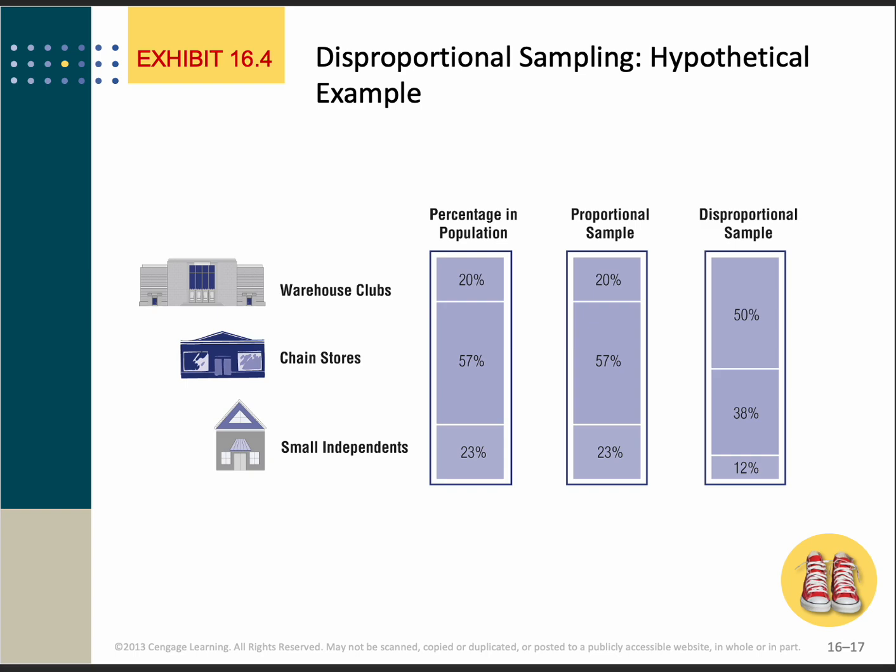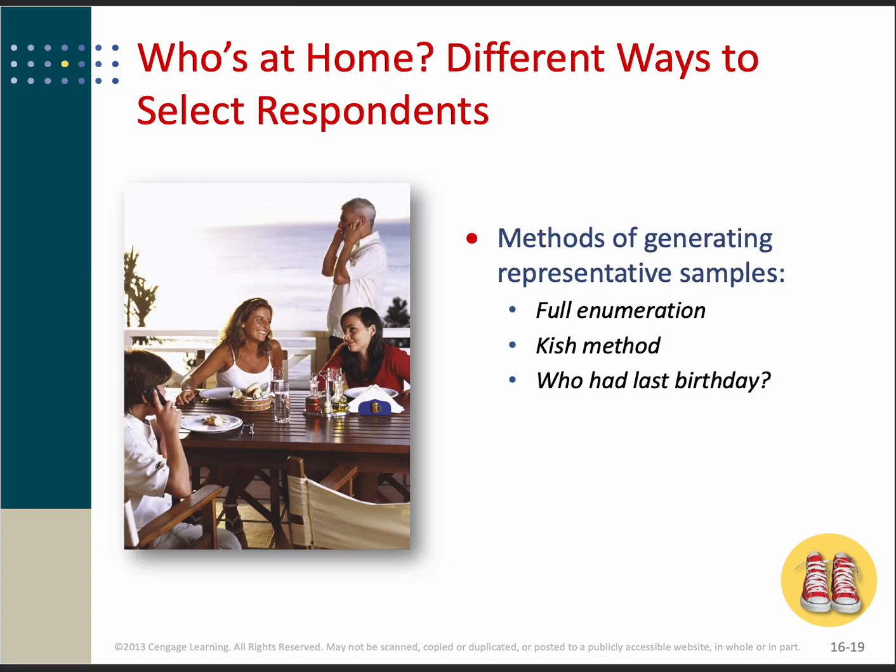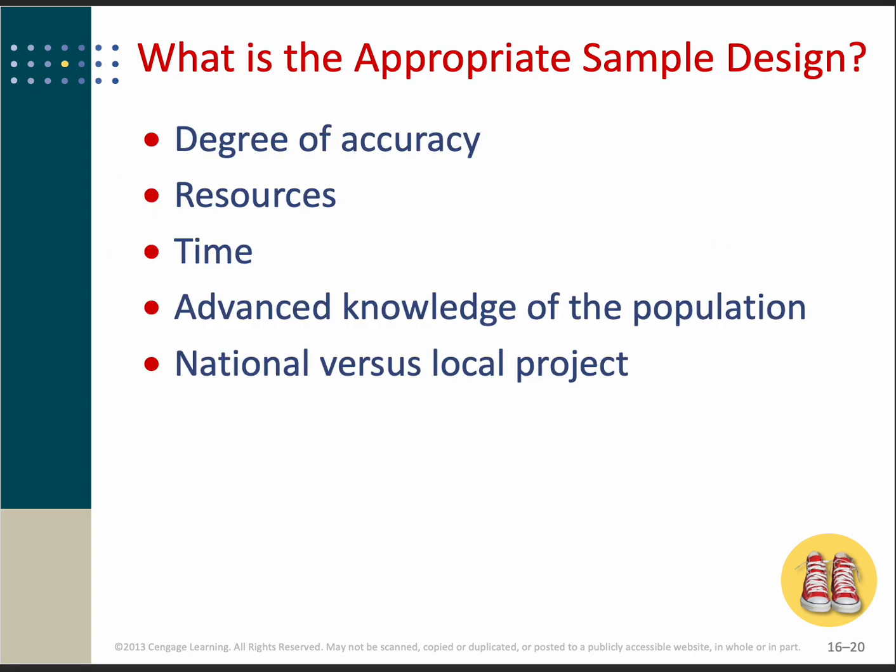So again, think about it. This doesn't need to be overly complex, but it needs to be thought through. So methods, full enumeration, Kish method, who has the last birthday, so representative samples, there's just different ways to do it. So what's the appropriate design? Well, how much accuracy do we need? We don't need necessarily absolute accuracy to 5 zeros.